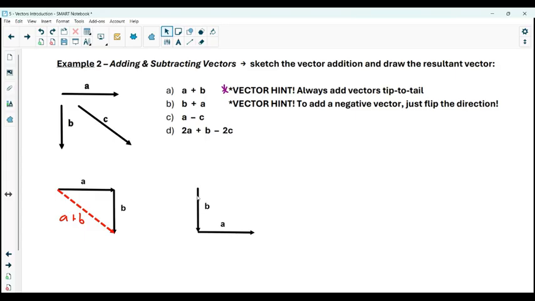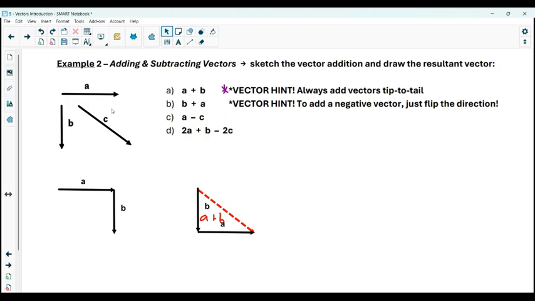Now, rather than redrawing that red vector, I can just grab it here and show you that, would you look at that? A plus B and B plus A create the same vector. The result is the same, so those are equivalent to one another. That's the nice thing with vectors. As long as we preserve the sign in front of them, we can flip their order, no problem.